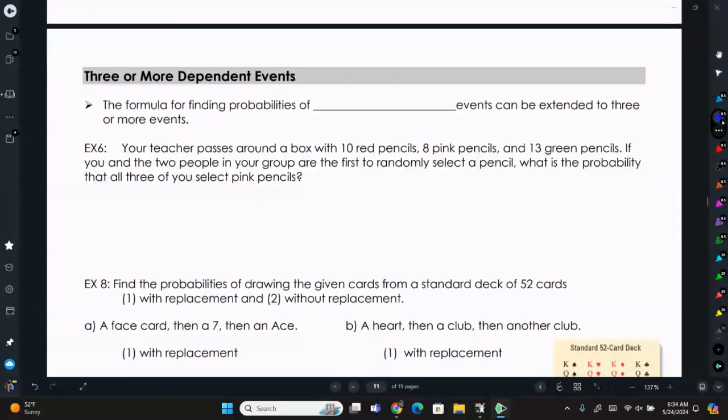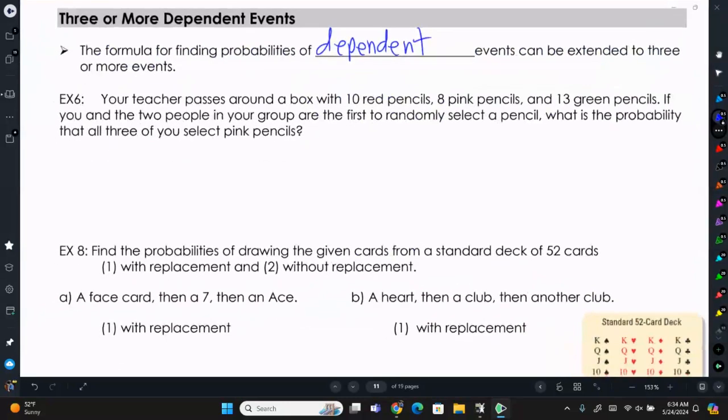Now, we can extend this to 3 or more events. So the formula for finding probabilities of dependent events can be extended to 3 or more. So let's look at these. Your teacher passes around a box of 10 red pencils, 8 pink pencils, and 13 green pencils. If you and 2 people in your group are the first to randomly select a pencil, what is the probability that all 3 of you select pink pencils?